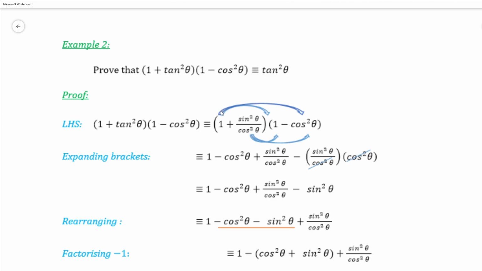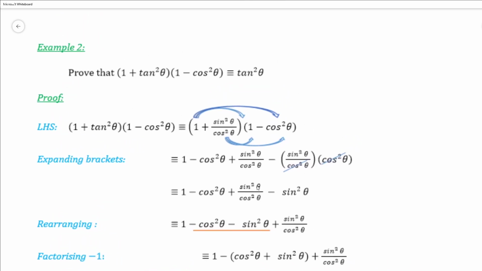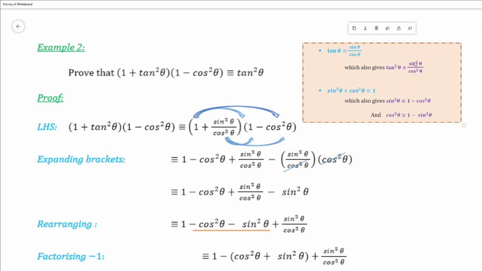So just as we did before, when expanding brackets, the first term in each bracket must be multiplied by both terms in the second bracket, and then the second term multiplying by both terms. In other words, each term in the first bracket has to be multiplied by each term in the second bracket. So looking at this identity, I have 1 plus tan² θ, but we looked at an identity before where we had tan² θ is equal to sin² θ over cos² θ. So I'm just going to change this tan² to sin² over cos².